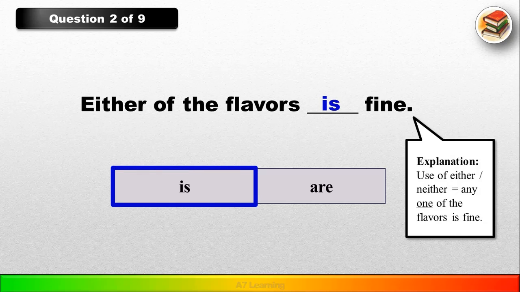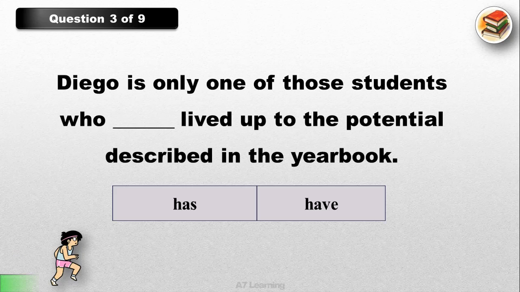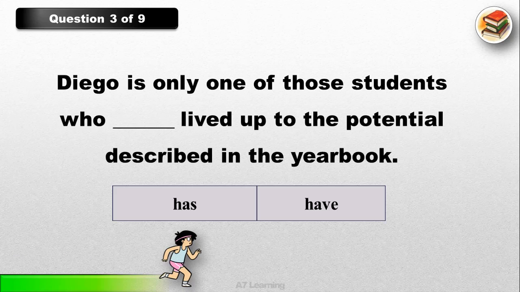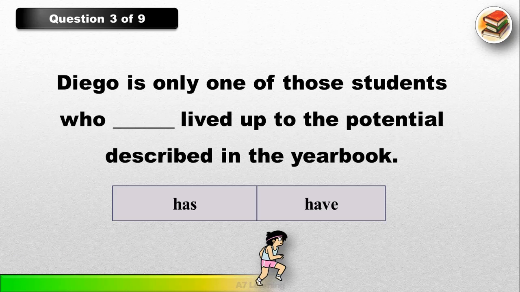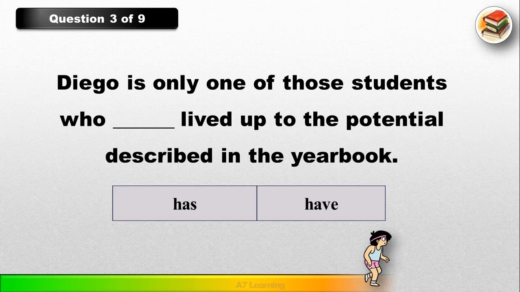"Is" is the correct answer. That's an either, neither, or either, neither, if you prefer, example of subject-verb. How about this one? Diego is the only one of those students who blank lived up to the potential described in the yearbook.